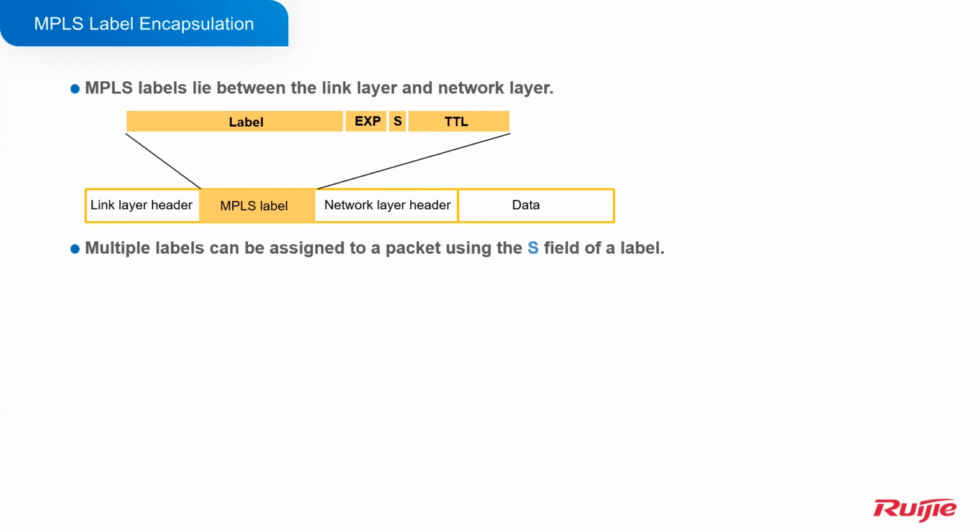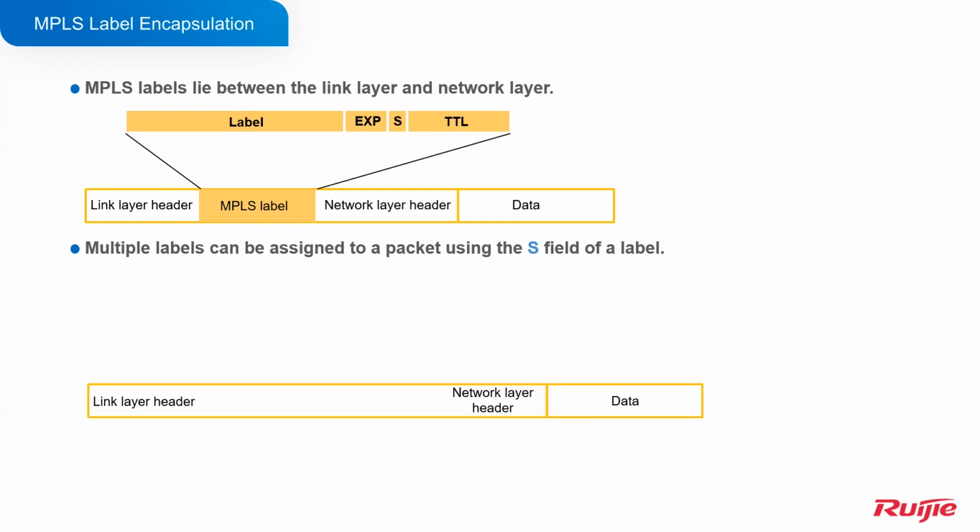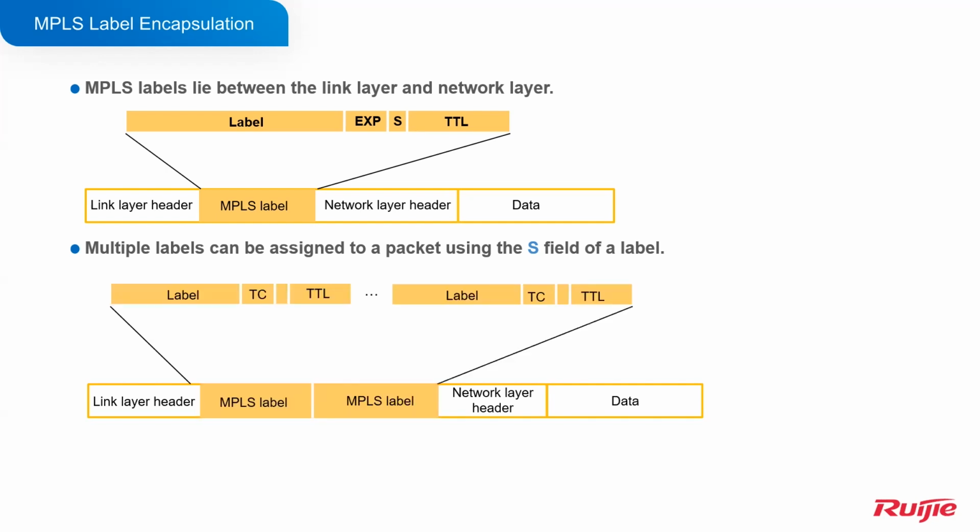This is a very typical application for the VPN. Like this one, we have the data link layer and network layer header, and you can use 2 labels, and each label will have 4 parts. If the label directly connects with the network layer header, the S value will become 1. For the rest of the labels, the S value will be 0, to distinguish whether this is the last label or not.